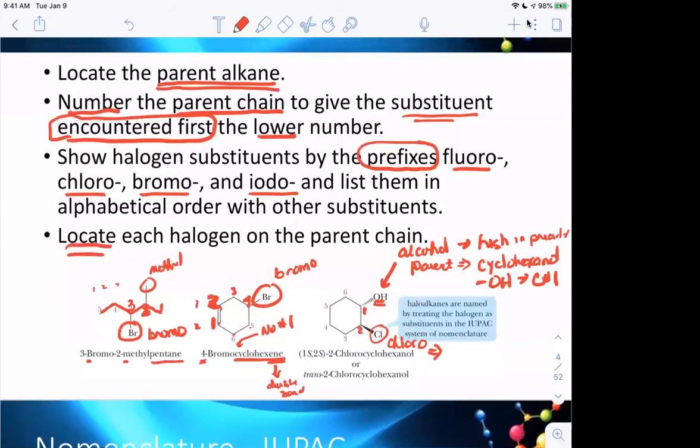Now, you should notice that there is stereochemistry indicated here. The hydroxy is hashed backwards and the chloro is bold, wedged forwards. So there's 2 different ways I can name it. This is naming the specific enantiomer shown.